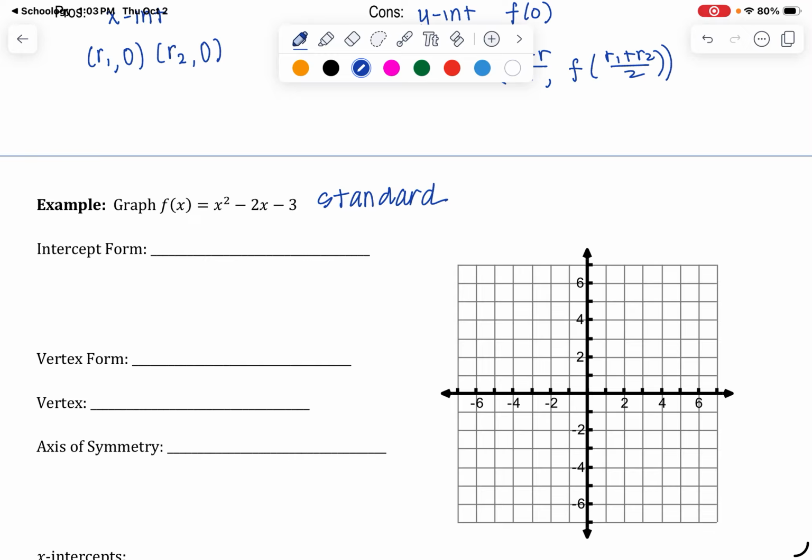Okay, so let's go ahead and put it in intercept form. In order to put this in intercept form, remember intercept form is just factored form, so it has to be factored.